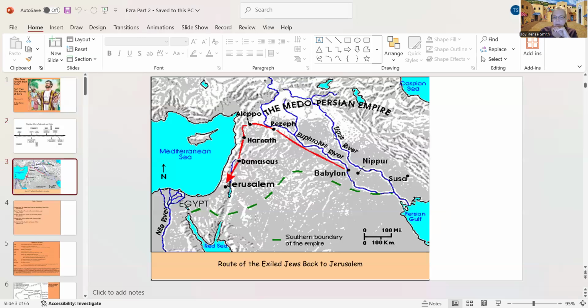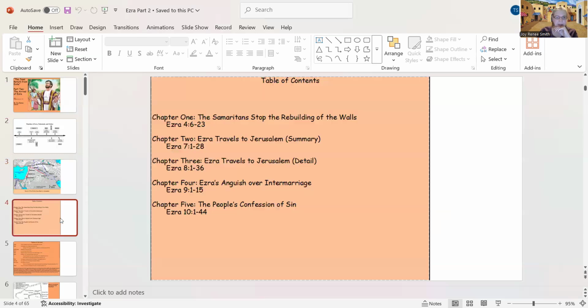Again, this is the route that they will take from Babylon down to Jerusalem. And in this book, there's only 5 chapters. This finishes the book of Ezra. And we'll be doing chapter 1 today.